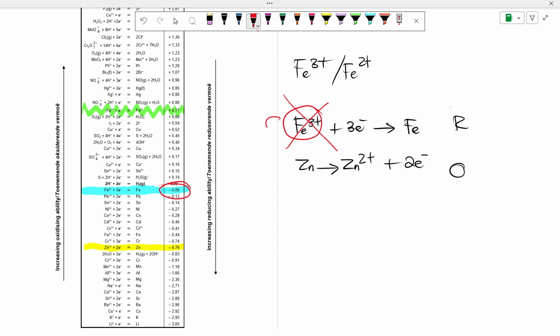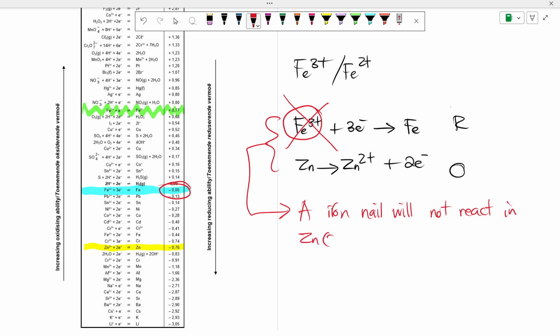You can go and Google and even check, will an iron nail react in zinc sulfate? Come on, I'm writing. An iron nail will not react in zinc sulfate. Yes, that's the conclusion.